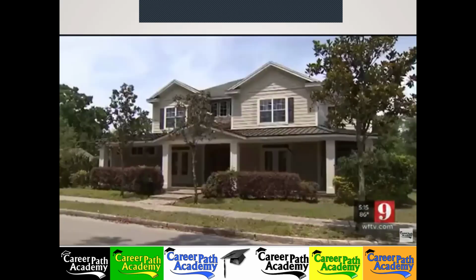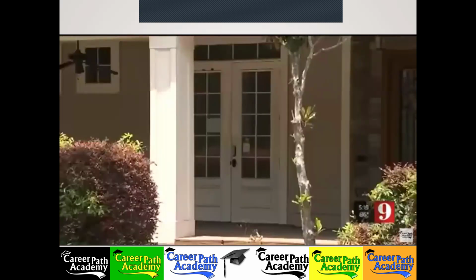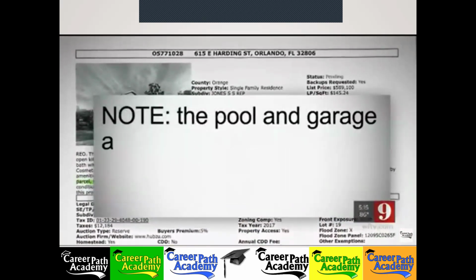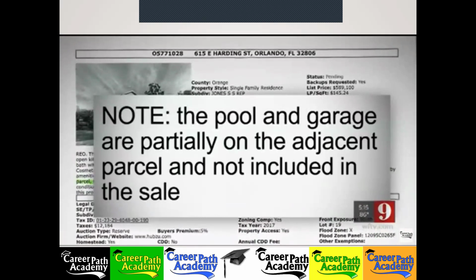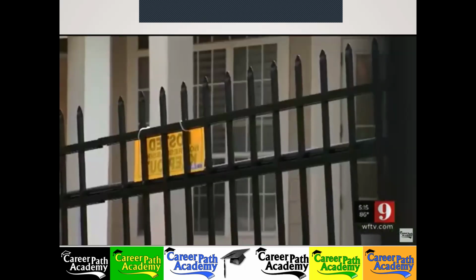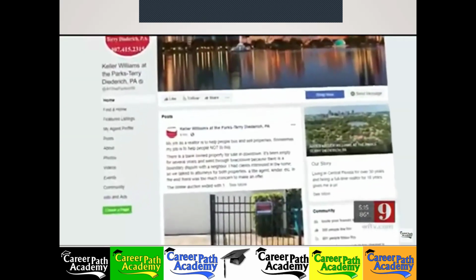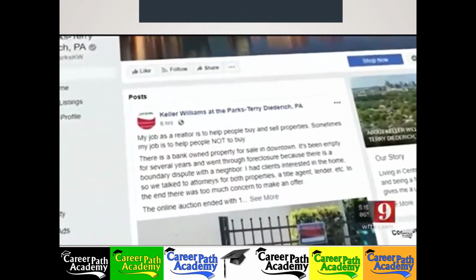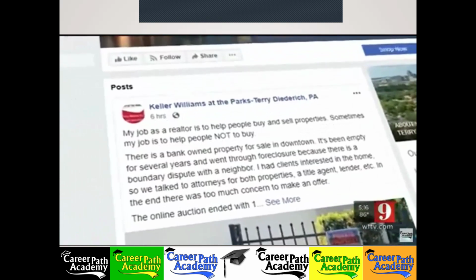This home along Harding Street sat vacant for years, all because of a boundary dispute. The MLS listing says, quote, the pool and the garage are partially on the adjacent parcel and not included in this sale. Huh? It's such a mess that realtors don't even want to touch it. This realtor posting about it saying, quote, my job as a realtor is to help people buy and sell properties. Sometimes my job is to help people not to buy.